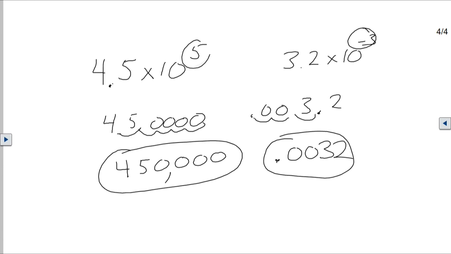All right. Again, we're not adding zeros. We don't go, I add 5 zeros. I add 3 zeros to the left. It's number of decimal place movements. All right.